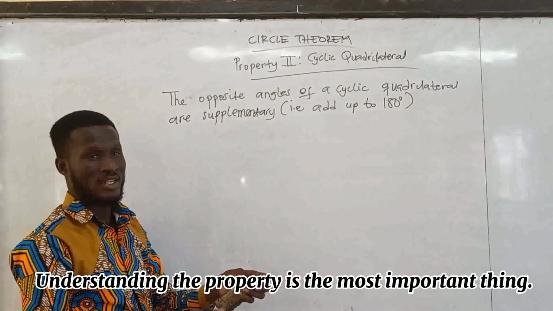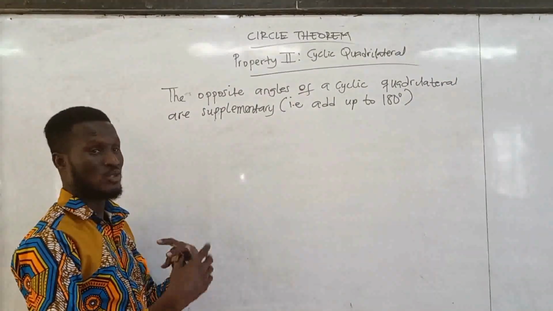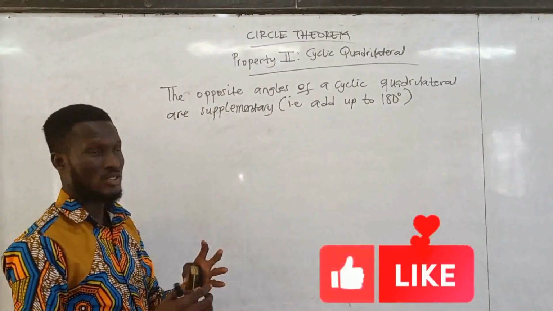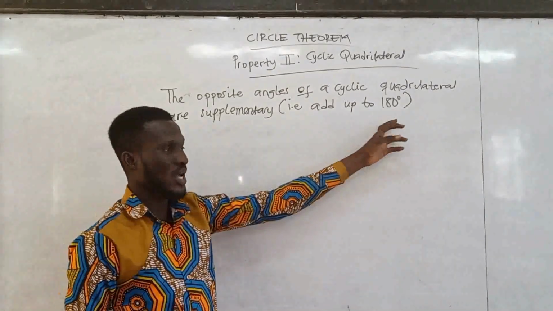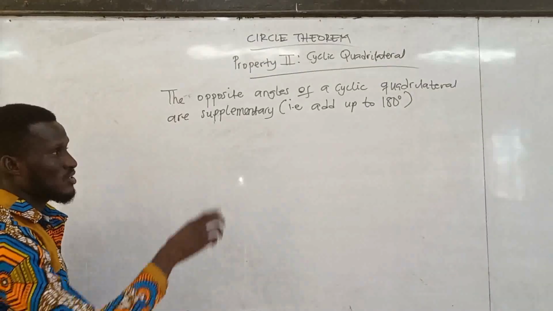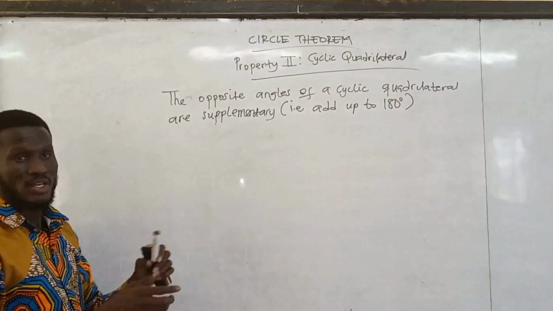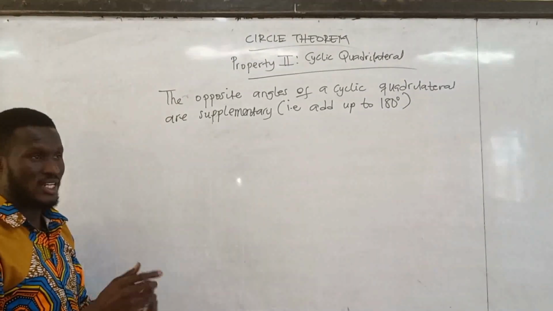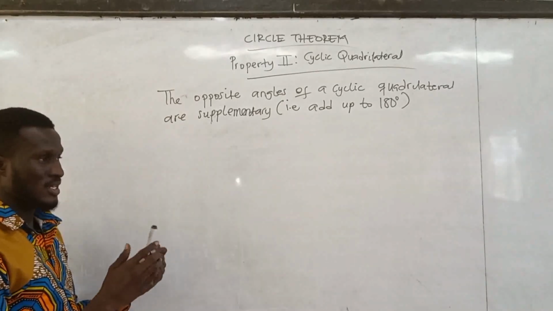You know supplementary angles. When you say supplementary angles, they add up to 180 degrees. So the angles are supposed to add up to 180 degrees. Now what does it mean? When you say quadrilateral, you know a quadrilateral is any plane figure or polygon bounded with four sides. So it can be in any shape.